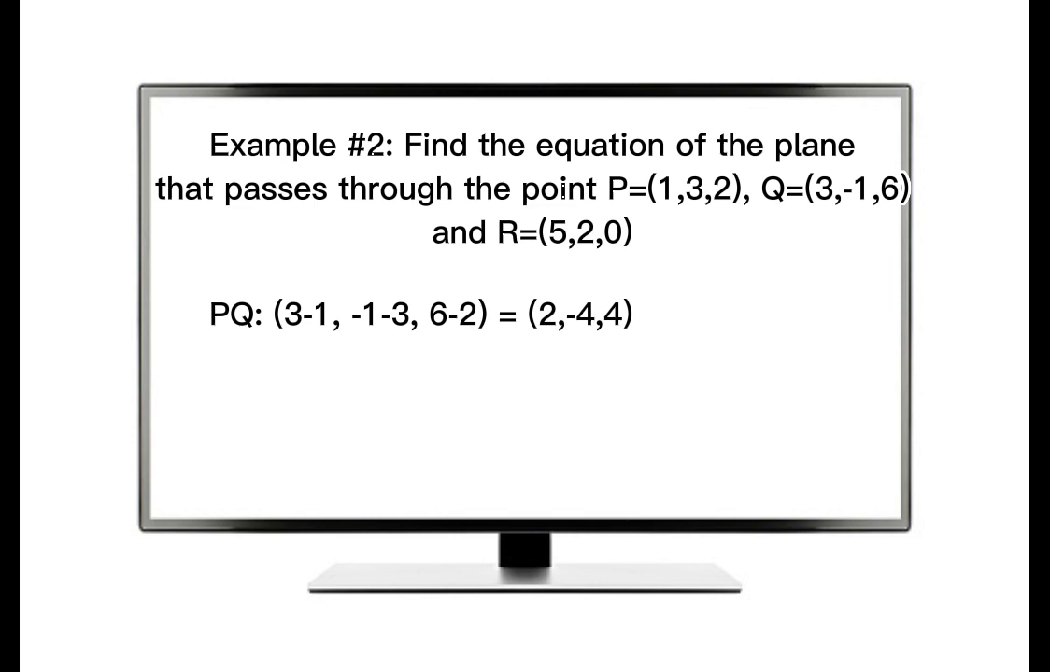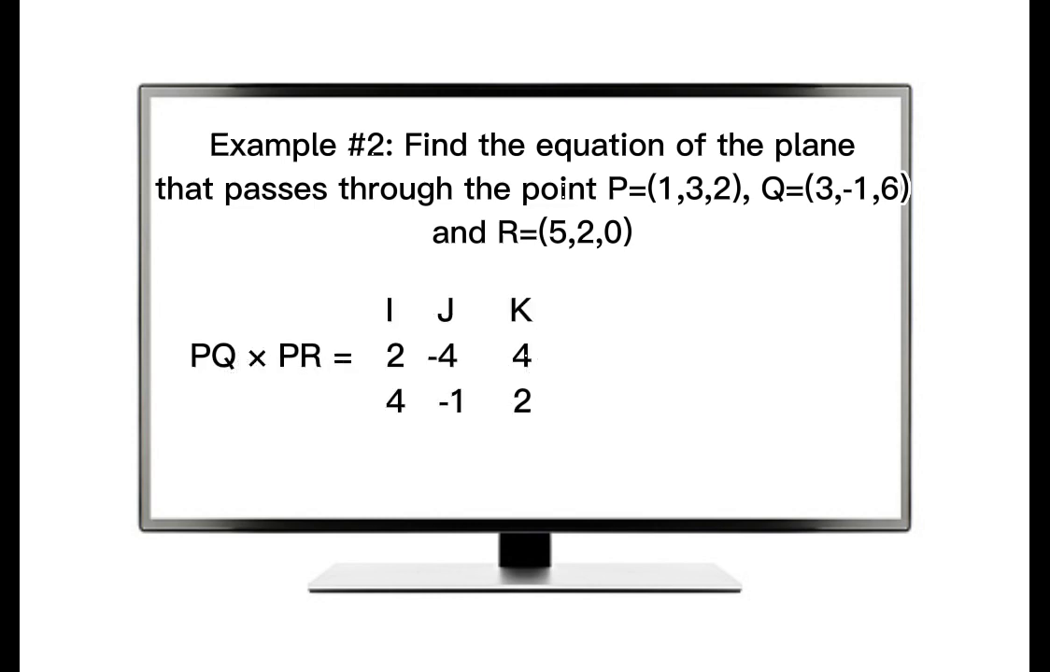PQ: 3 minus 1 is 2, negative 1 minus 3 is negative 4, and 6 minus 2 is 4. And then PR: 5 minus 1 is 4, 2 minus 3 is negative 1, 0 minus 2 is negative 2. To cross them, I use the determinant with i, j, k.